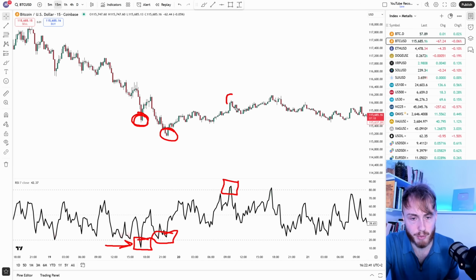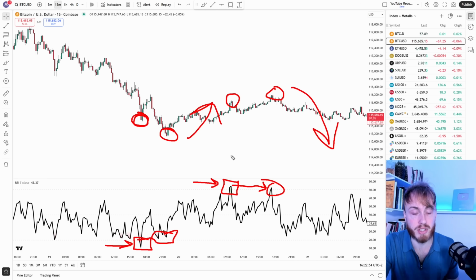Same thing true right here. We have a high and a higher high. You can see the RSI is in this case above 80, and then we see this divergence from this high to this high. So this right here is a bearish divergence. This right here is a bullish divergence.